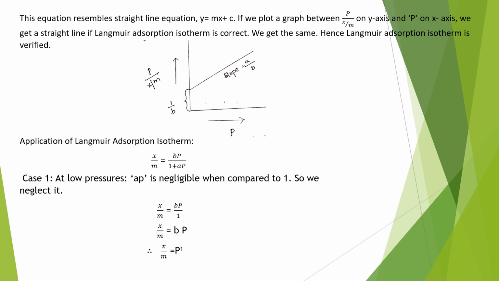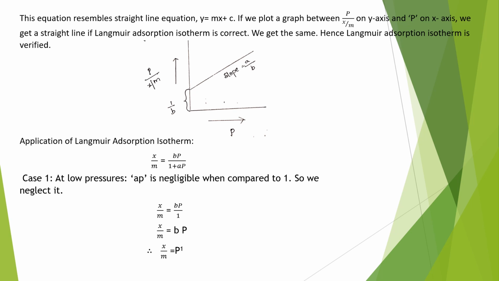Okay. So now if we plot a graph between P by x by m on the y-axis and P on the x-axis, we get a straight line if Langmuir adsorption isotherm is correct. Here we obtain the same, and hence Langmuir adsorption isotherm is verified.